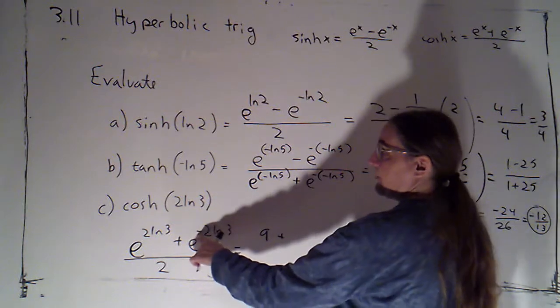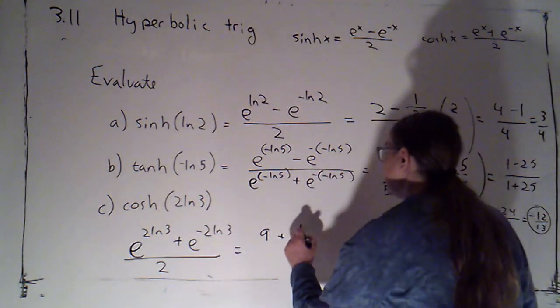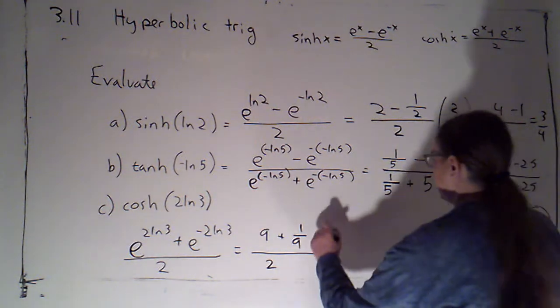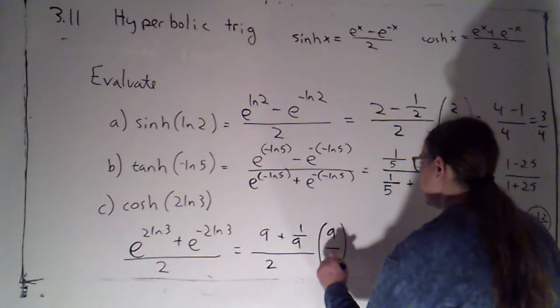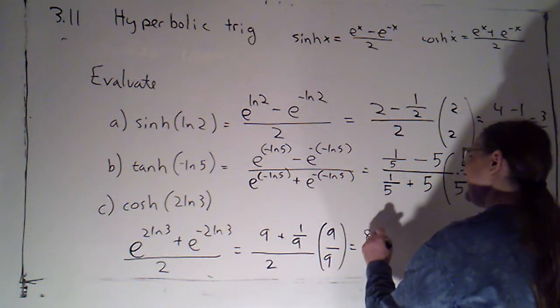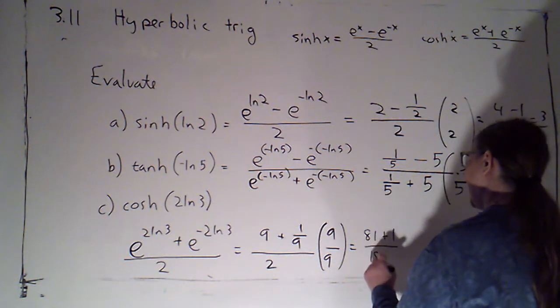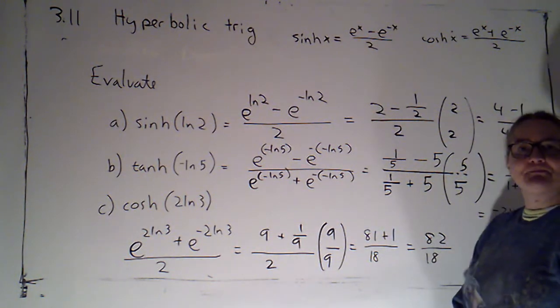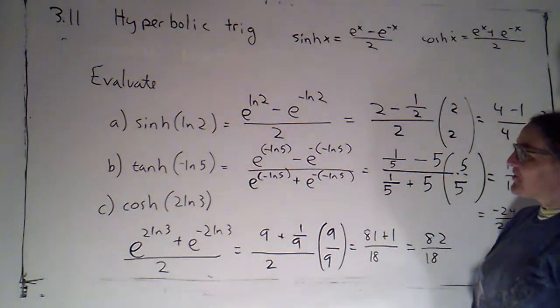plus, now that exponent is negative, so I'm getting the reciprocal of 9 all over 2. Let's clear the complex fraction by multiplying by 1 in the form of 9/9. So that's going to give me 81 plus 1 over 18. We get 82/18. All right, good stuff.